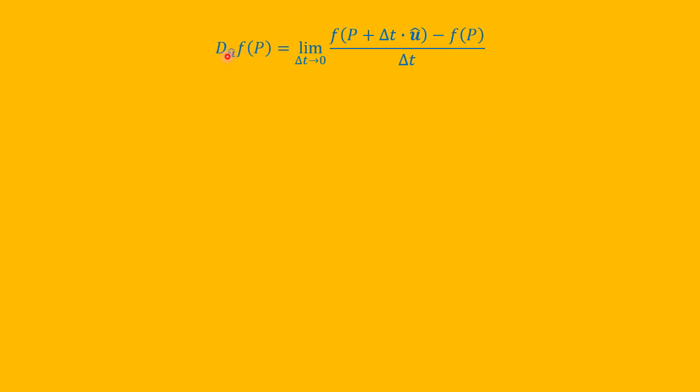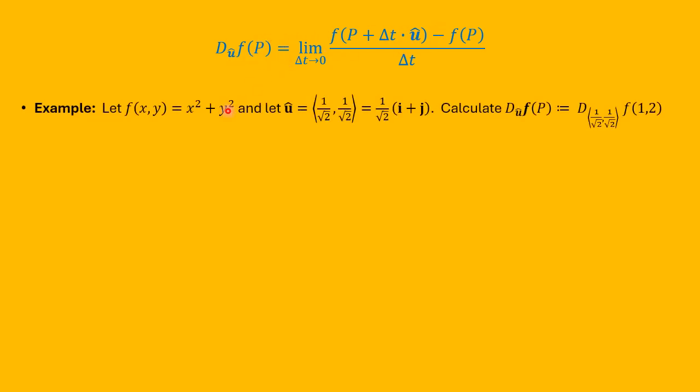Let's remember that the directional derivative of f at P in the direction u is given by this formula. And let's look at this example. Let f of x, y equal x squared plus y squared, and let u hat be the unit vector 1 over the square root of 2, 1 over the square root of 2. Let's calculate the directional derivative of f in the direction u, evaluated at a point P in the plane. So we're looking at this particular directional derivative, substituting in this for u and this for P.